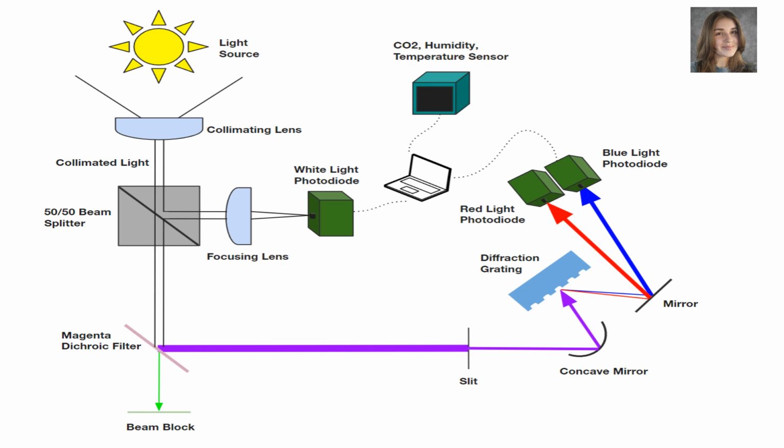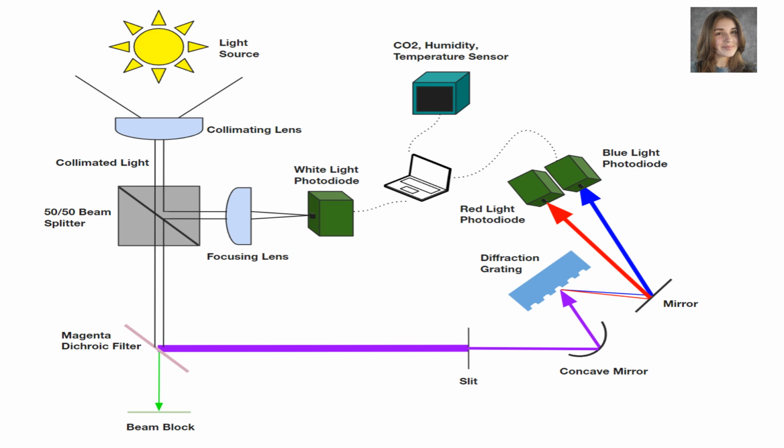The part I want to focus on is the part with the diffraction grating on the right side. As you can see, the light from the sun goes through a filter, which is then sent into our diffraction grating, which would separate that light into those blue and red components, which would then be read by our photodiodes.